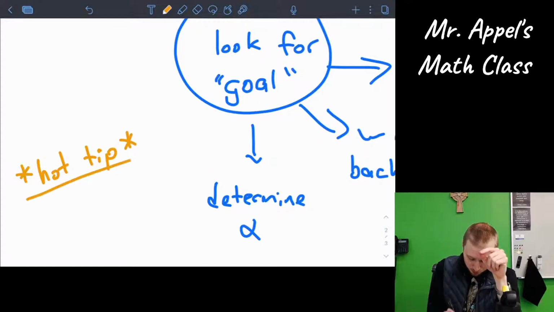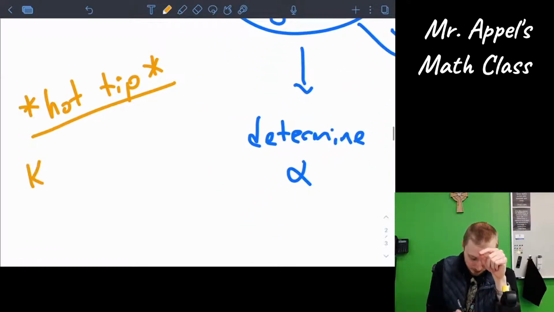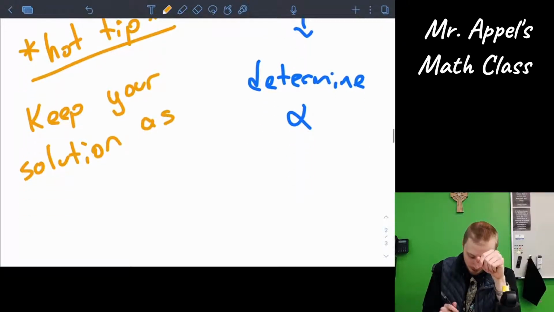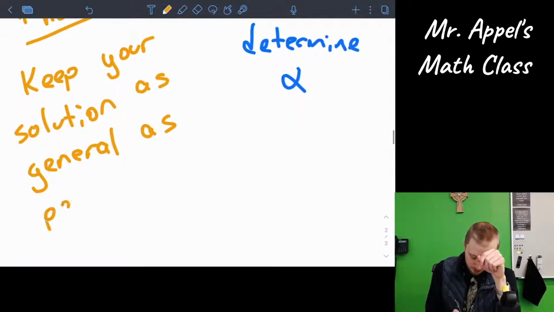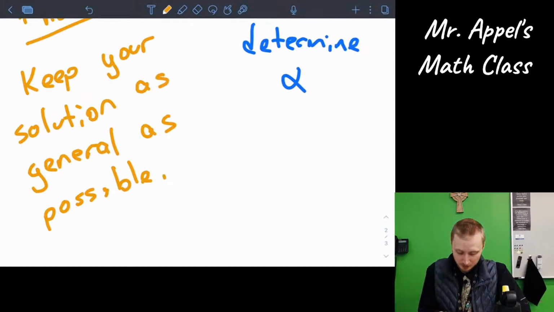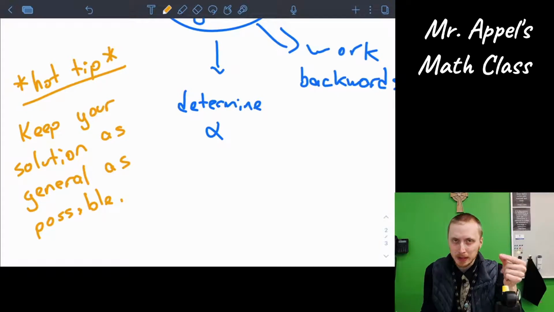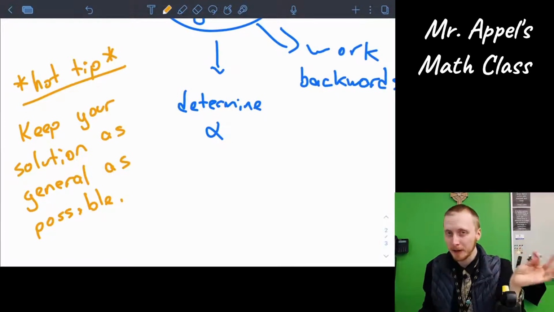Hot tip. Keep your solution as general as possible. You want to wait until the last possible moment to actually plug in a number for alpha.